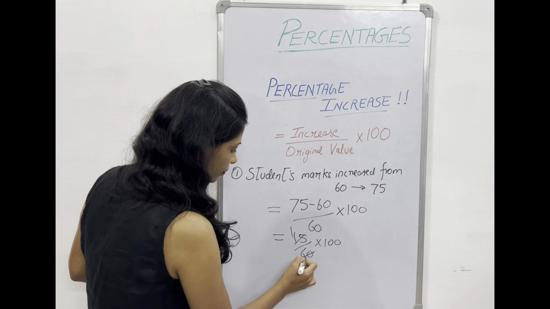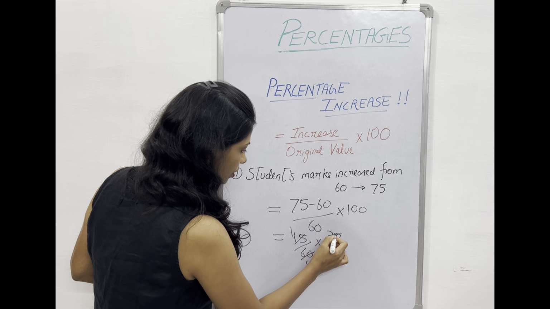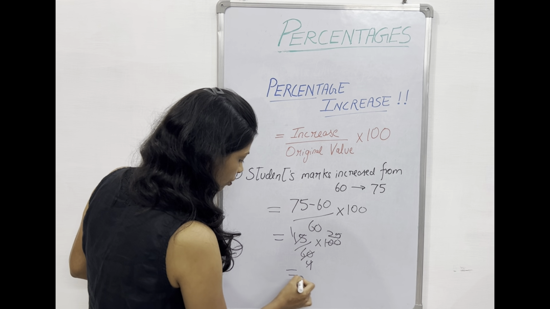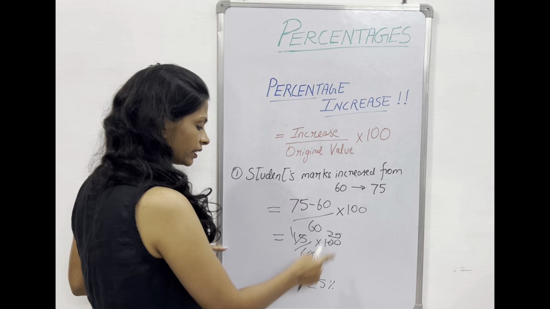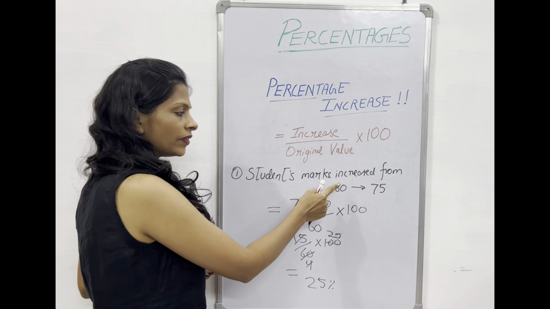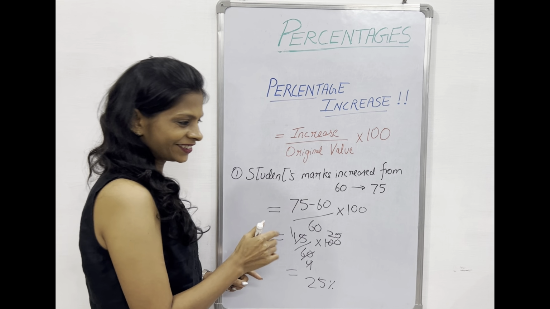15 times 1 is 15. 15 times 4 is 60. 4 times 25 is 100. So the answer is 25%. So the student's marks increased by 25% when he got from 60 to 75.